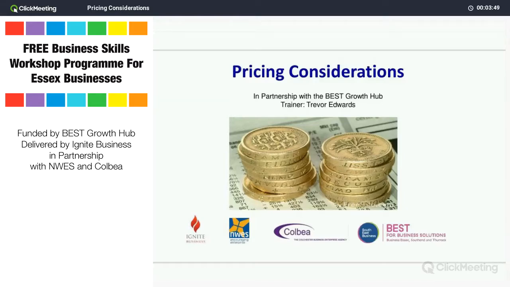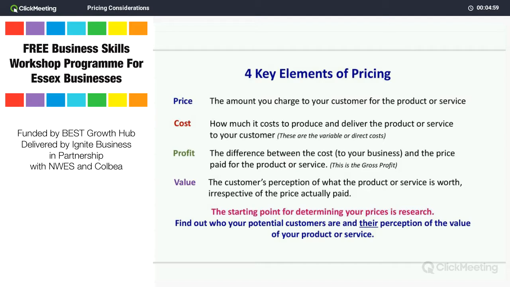I'll be talking to you about areas around pricing. What we're going to look at first is 4 key elements of pricing. And here's the 4 key elements. There's price, there's cost, there's profit, there's value. Price is not just about price. That's the amount that you charge to your customer for your product or service.